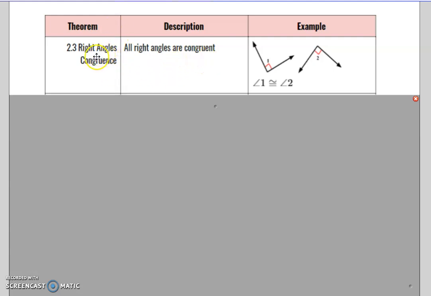So theorem, I have the right angles congruence theorem. Basically it says that right angles are congruent, which makes sense, right? 90 degrees, 90 degrees, this one's easy. Right angles congruence. Right angles are congruent.